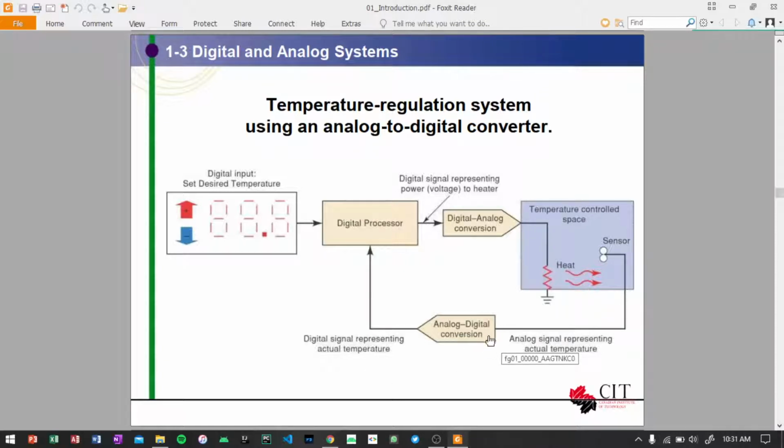We have the analog to digital conversion. The analog to digital conversion goes directly to the digital signal representing the actual temperature. Then it goes to digital processors. Sometimes the digital processor will give some input here and change directly.